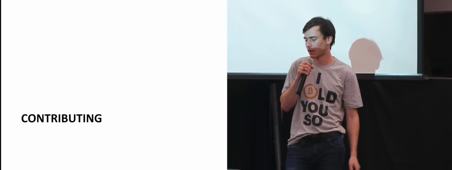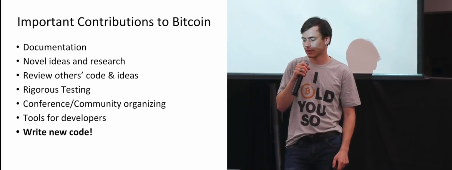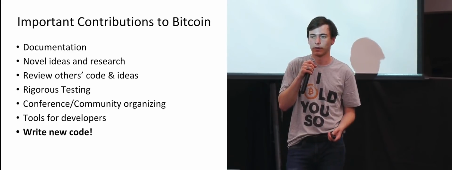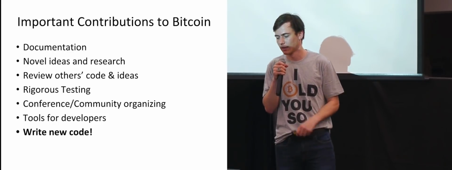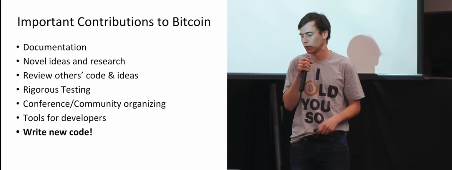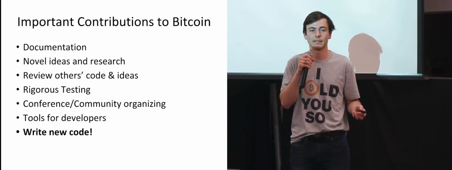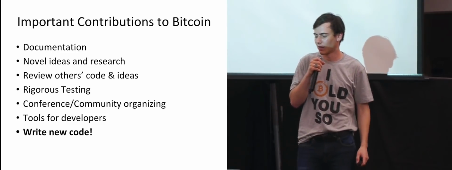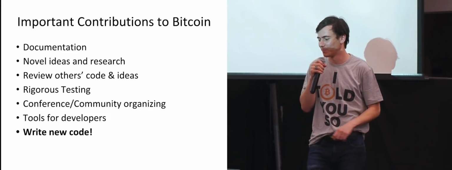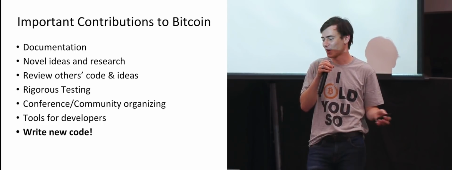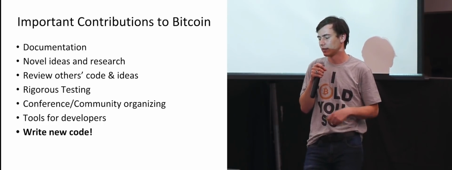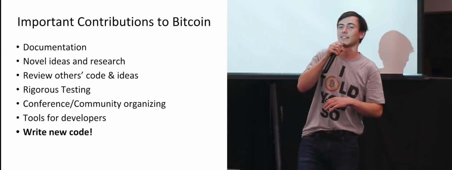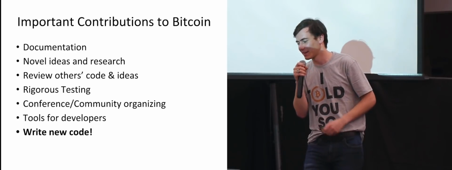Okay, so we're probably not going to get through everything, but I'm going to talk a little bit about contributing. There are a lot of different ways to contribute and really be an important member of the Bitcoin community. You can do documentation. You can have novel ideas and just put them out into the ether, not that ether. You can review other people's code and ideas. You can do rigorous testing. Conference and meetup organizing is really important.